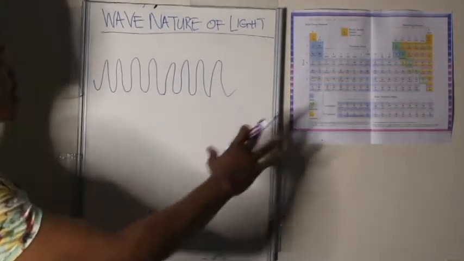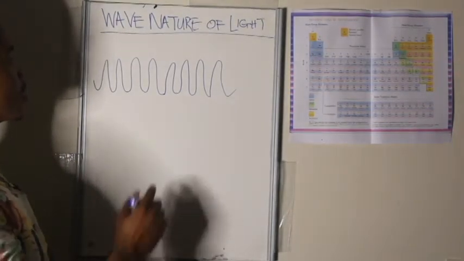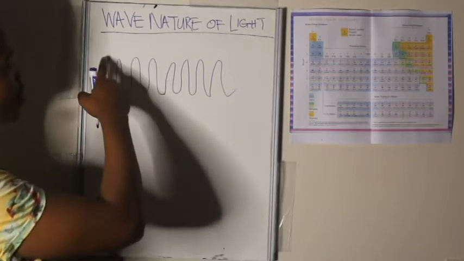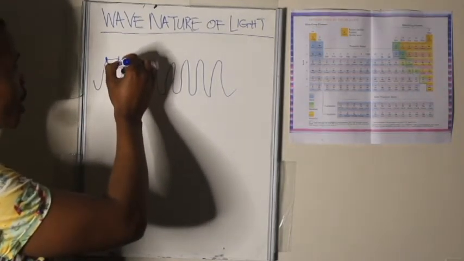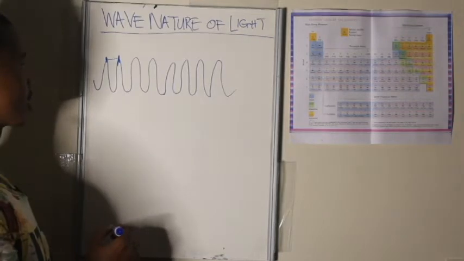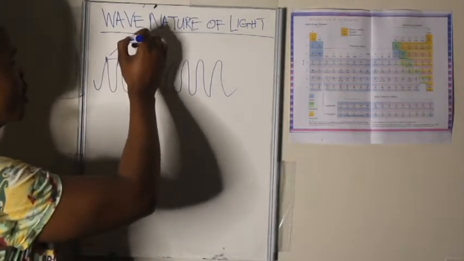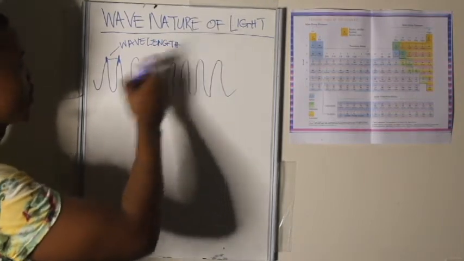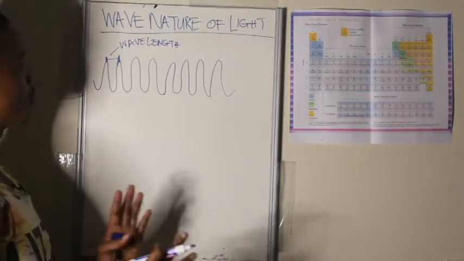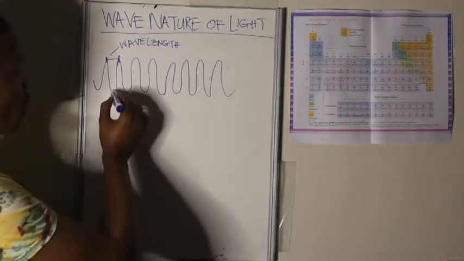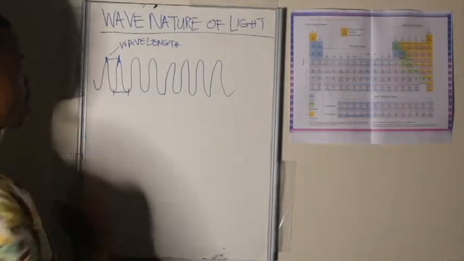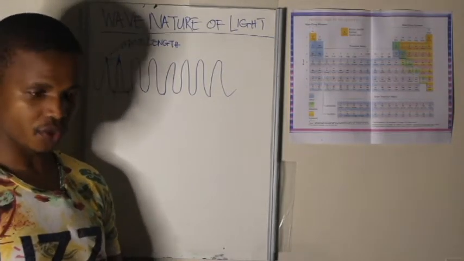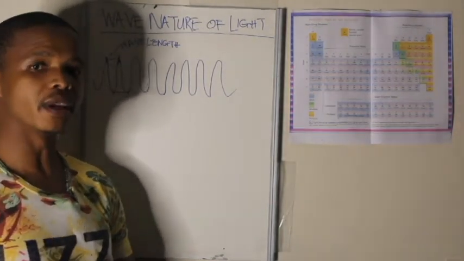So if this is your wave, the distance from here, which is your peak, to an adjacent peak, this would be your wavelength. So a wave has a wavelength, which is the distance between two adjacent peaks or two adjacent troughs. So that is your wavelength.